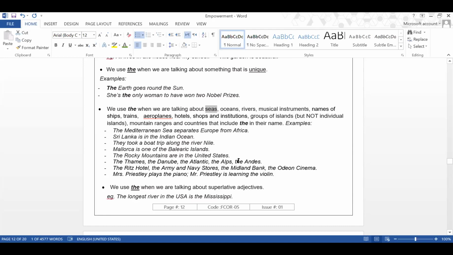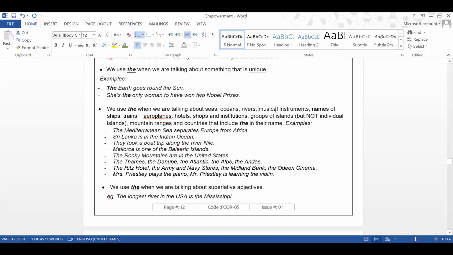How many seas do we have? We have many, right? So if I want to talk about the Red Sea in Aqaba, I don't say I went to Red Sea. No, I went to the Red Sea. Why? Because, as I said earlier, the names of the seas must be preceded by the article the. Or the names of the oceans, the Atlantic Ocean, the Pacific, you must use the article the. Before the name of rivers, like the Amazon River.